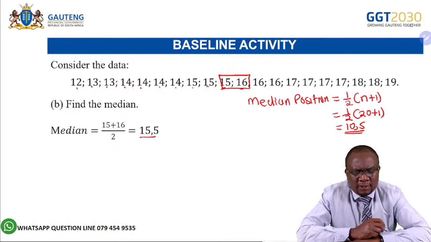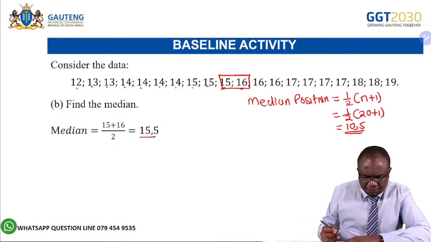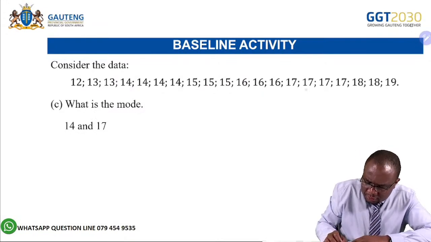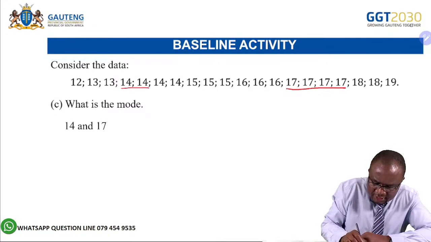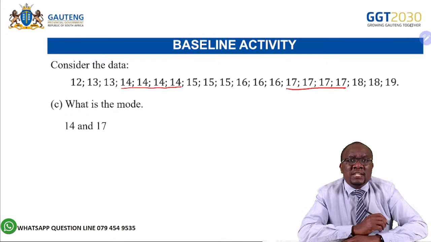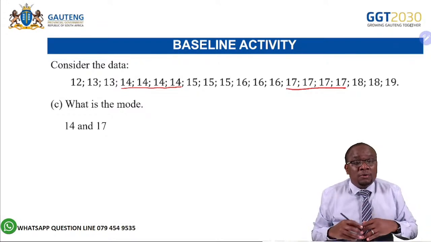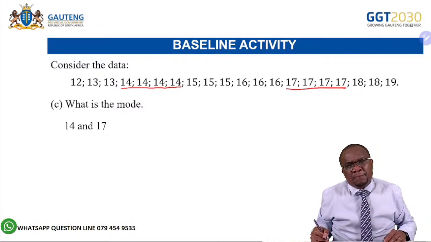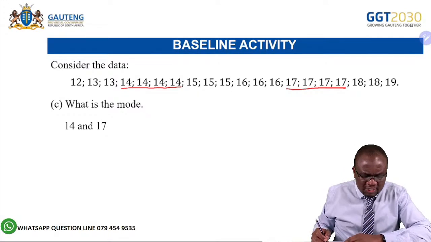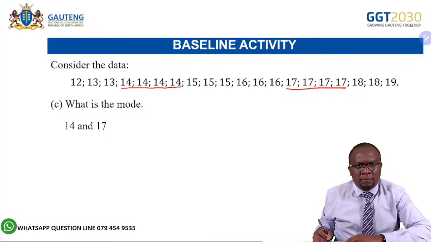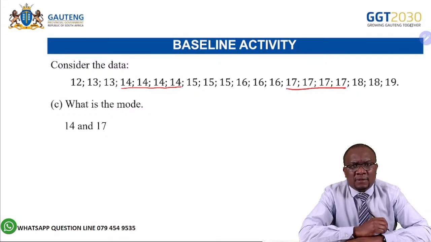And then the mode. The mode is bimodal because we have how many 17s? 4 of them. How many 14s? 4 of them. It is possible to find 2 modes, even 3 modes, or even no mode at all, where all the numbers are different. So the mode here is 14 and 17. The data is bimodal.